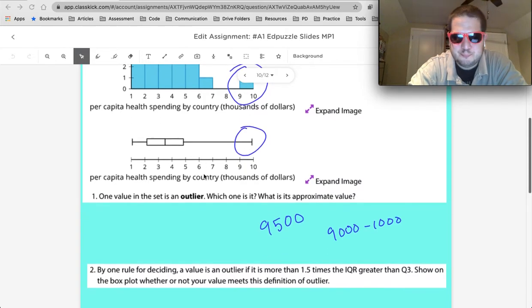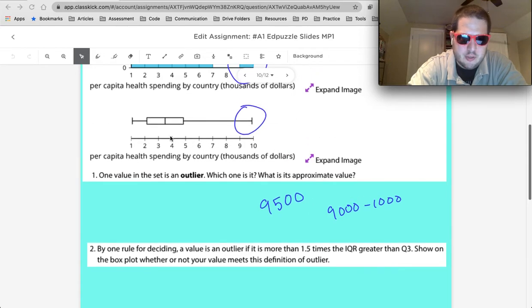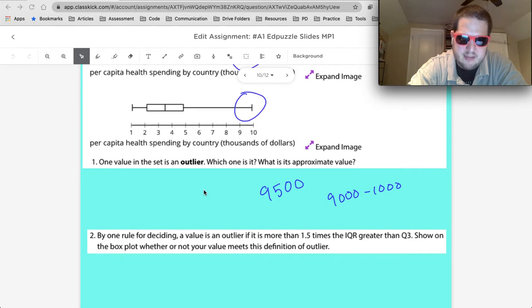Okay. All right. By one rule, a value is an outlier if it is more than 1.5 times the interquartile range greater than Q3. So if I take the interquartile range and multiply it by 1.5, and it's that much bigger than the third quartile, that means that we would consider it an outlier. So show on the box plot whether or not this value meets the definition of an outlier.